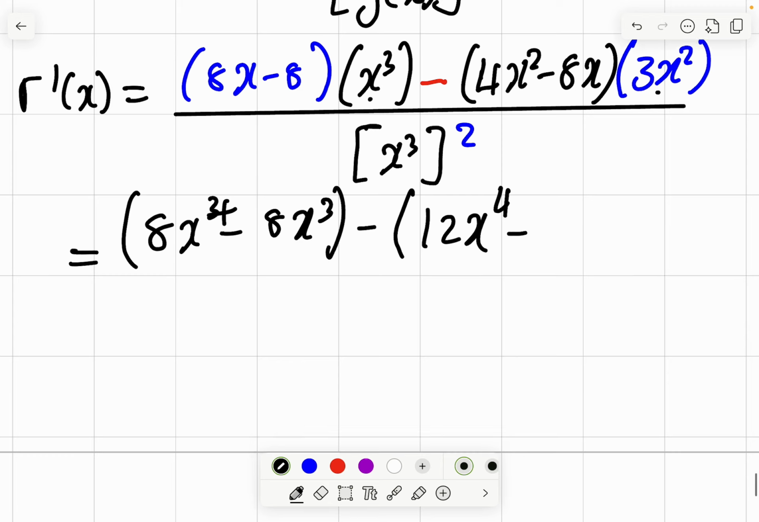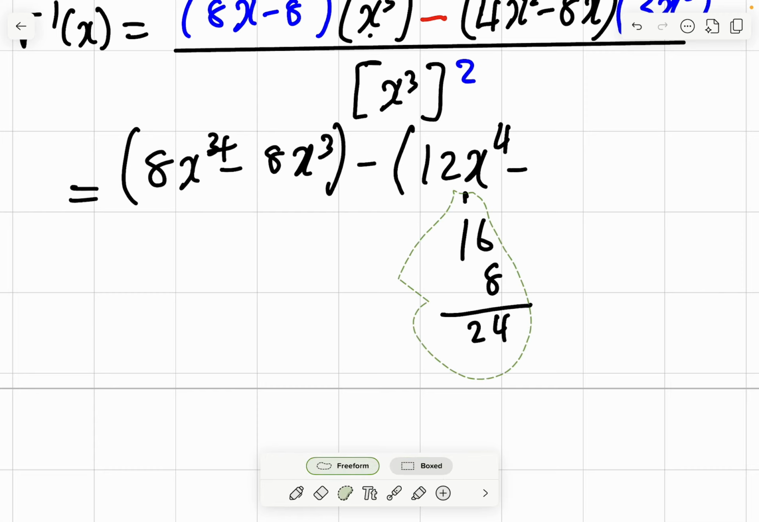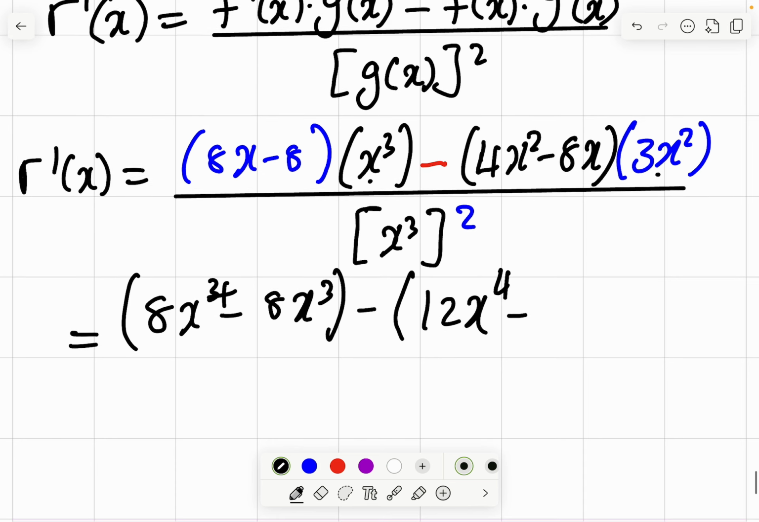Then 16 plus 8, let me see. We're going to have what? 16 plus 8. Therefore, what is 8 plus 6? 8 plus 6 is going to be 8, 9, 10, 11, 12, 13, 14. It's going to be 14. Then I carry 1, I have 4. Then I have 24 there, if I'm not mistaken. I'm going to have negative 24x cubed, actually. X cubed.